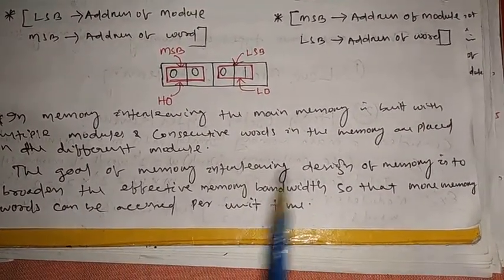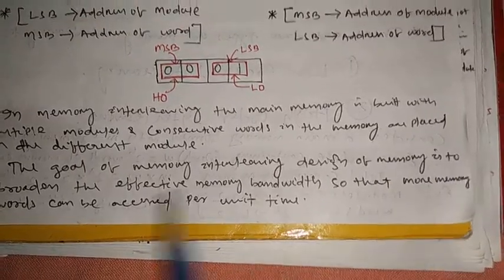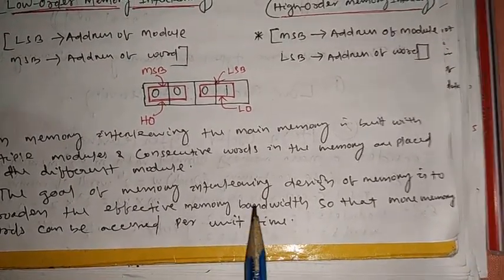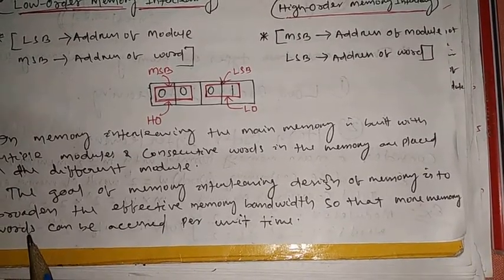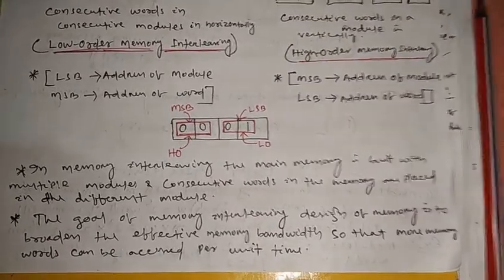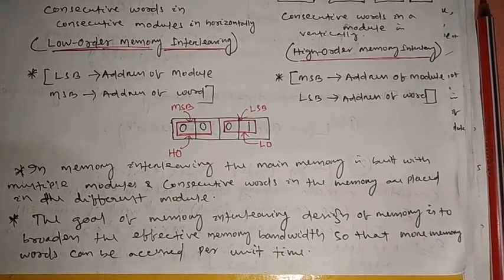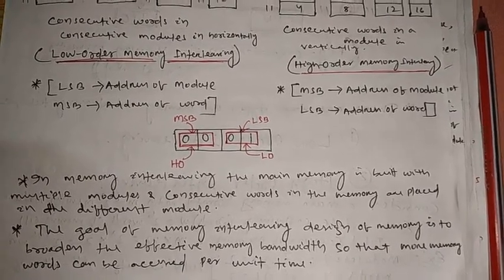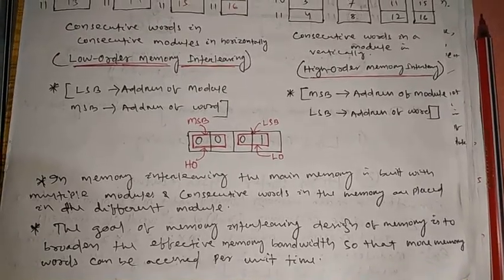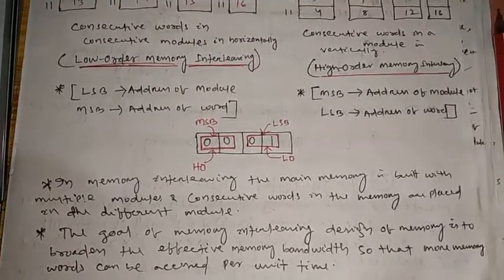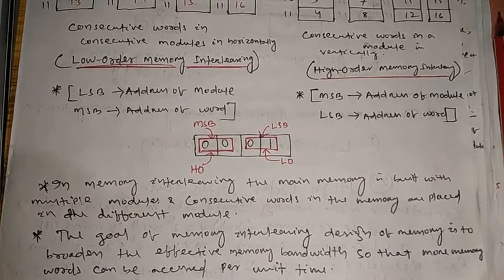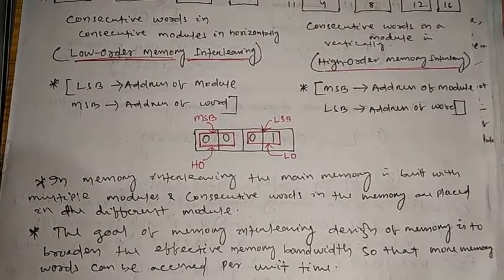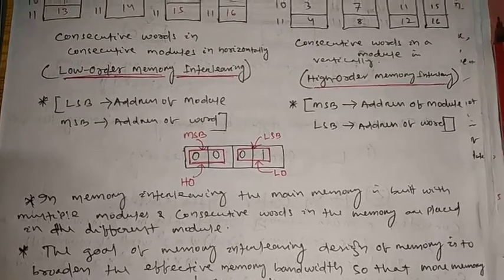The main goal of memory interleaving is to broaden the effective memory bandwidth so that more memory words can be accessed per unit time. So the main goal is what? To design the memory into a number of modules, increasing the memory bandwidth. We are dividing the memory into a number of modules.